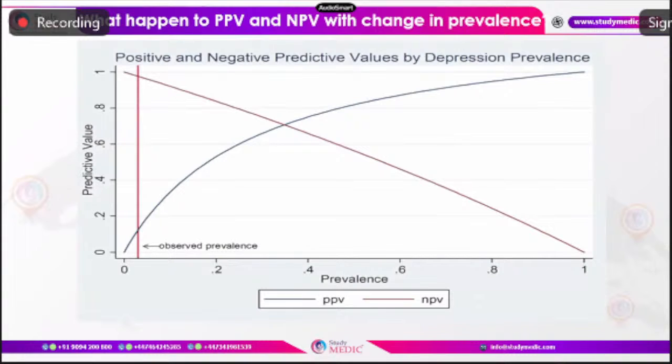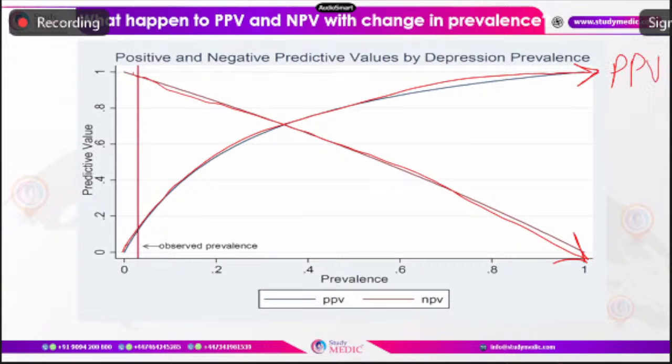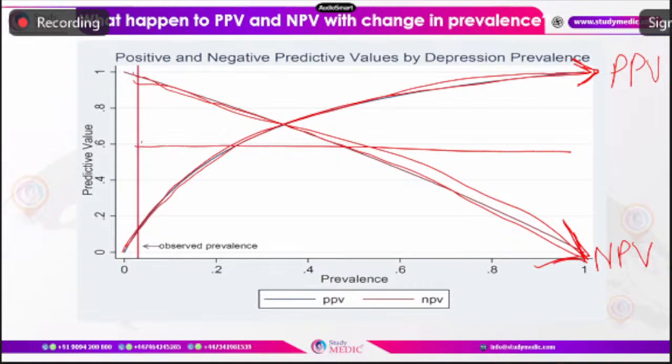Now let us see the effect of prevalence on positive and negative predictive value. As the prevalence increases, you can see the positive predictive value increases and the negative predictive value decreases. Whereas sensitivity and specificity are not affected by prevalence, because they are inherent characteristics of the test and unaffected by the population.